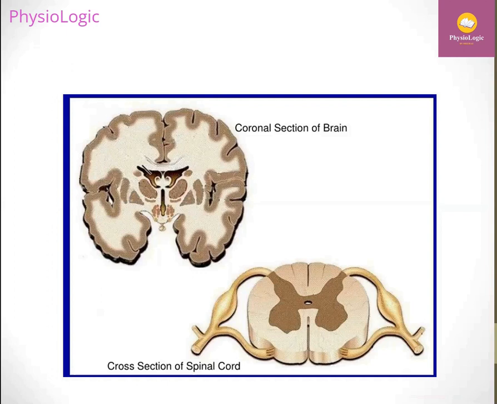So the above image is the coronal section of the brain, and the image below is the cross section of the spinal cord. All right.